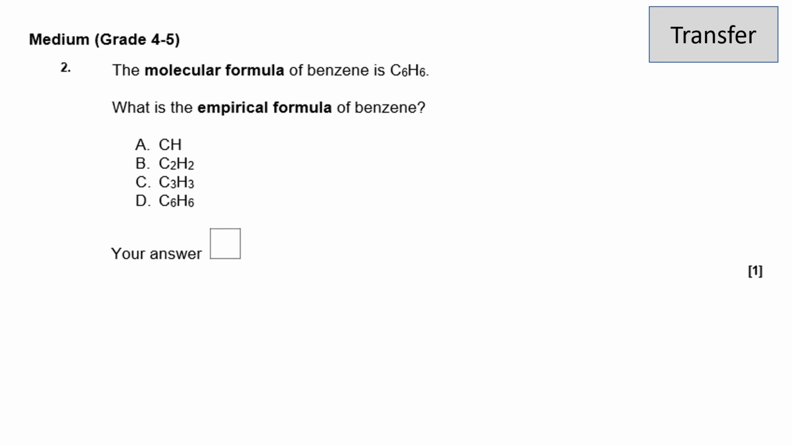Okay, pause the video and have a go at this final question for me, please. Okay, so the molecular formula of benzene is C6H6, so a 6 to 6 ratio, which can be simplified down to a 1 to 1 ratio, and therefore the answer would be CH.